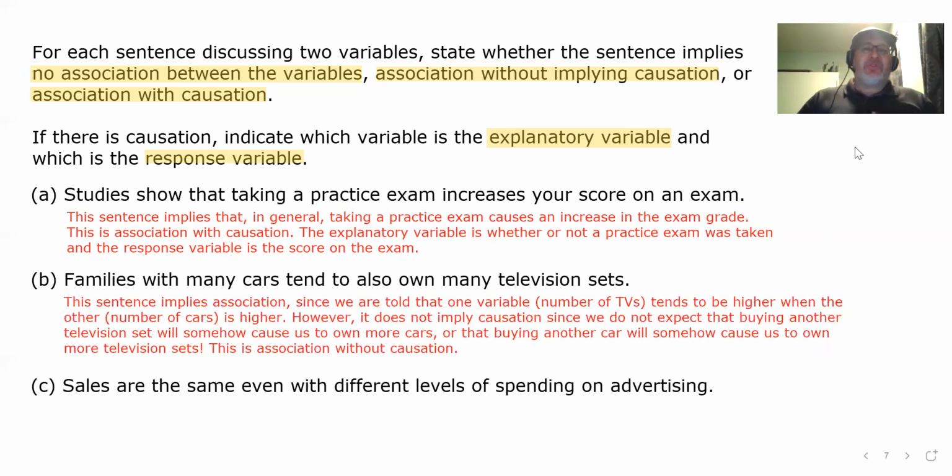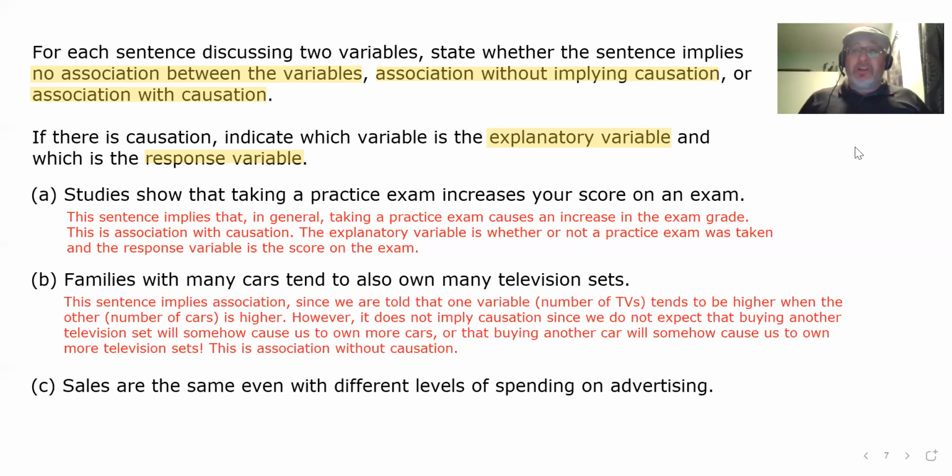The sentence implies association since we are told that one variable, the number of TVs, tends to be higher when the other, the number of cars, is higher. However, it does not imply causation since we do not expect that buying another television set will somehow cause us to own more cars, or that buying another car will somehow cause us to own more television sets. This is association without causation.